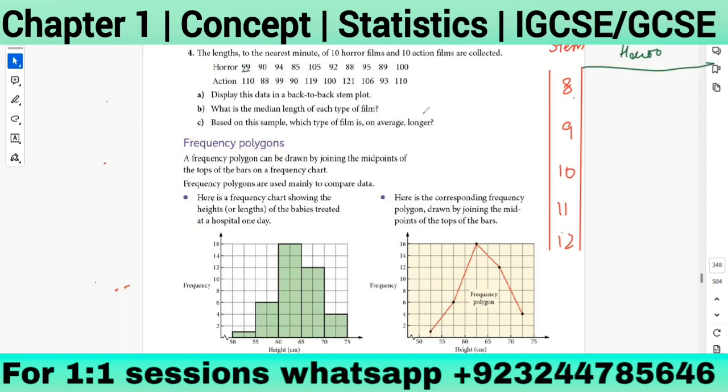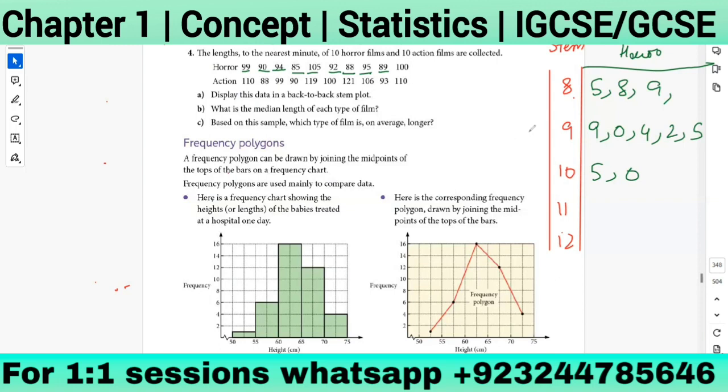Yes. Now after doing this, we write horror on one side of this. After writing horror, it's 99, so we put 9. Then it's 90, so we put 0. Then it's 94, so we put 4. Then it's 85, so I put 5 here. Then 105. Then 92. Then 88. Then 95. Then 89. And the last one is 100, so 0 for 100. So what we get is 589.